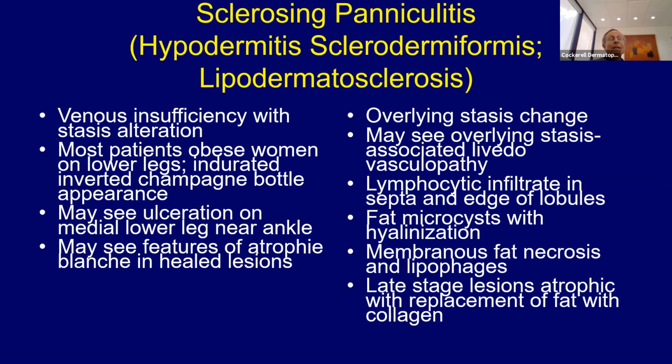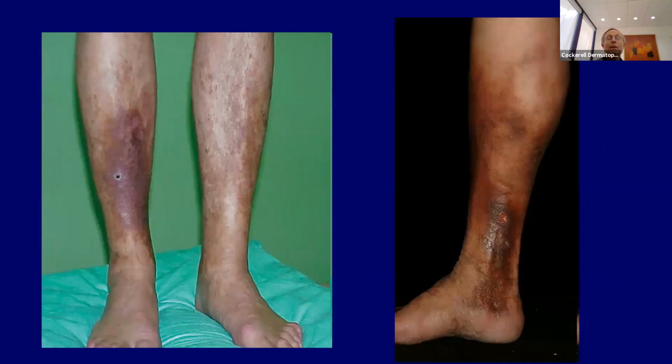So again, most of these people are obese. They get bad stasis changes. Sometimes you get overlying livedo reticularis-like change, but you don't have to. Sometimes they can appear just as solitary papules or nodules. They don't have to be diffuse, especially if you see them early on in the evolution of the process.